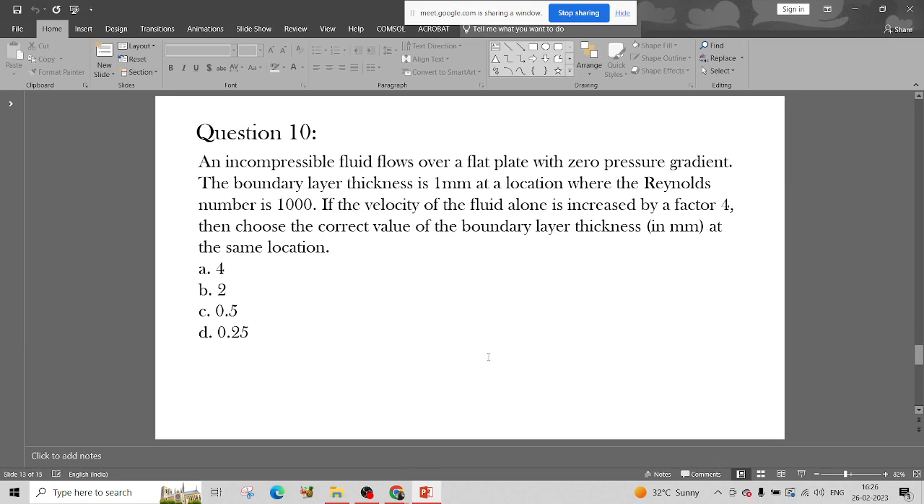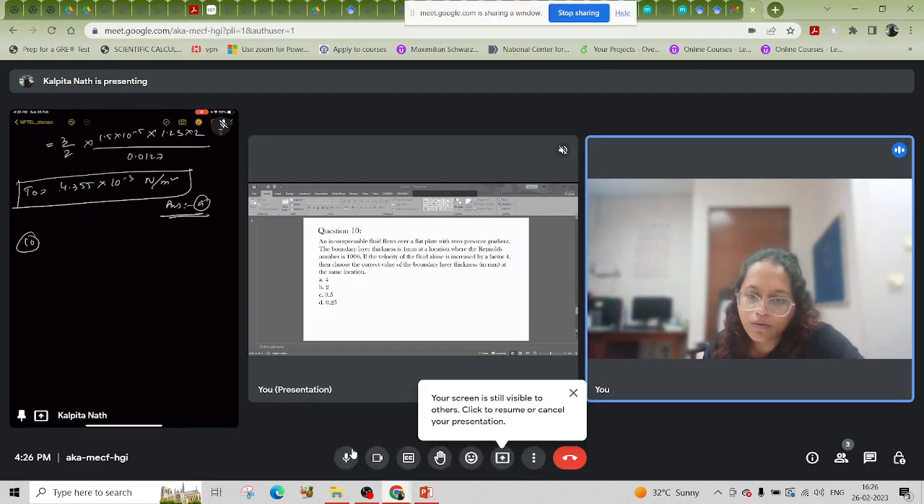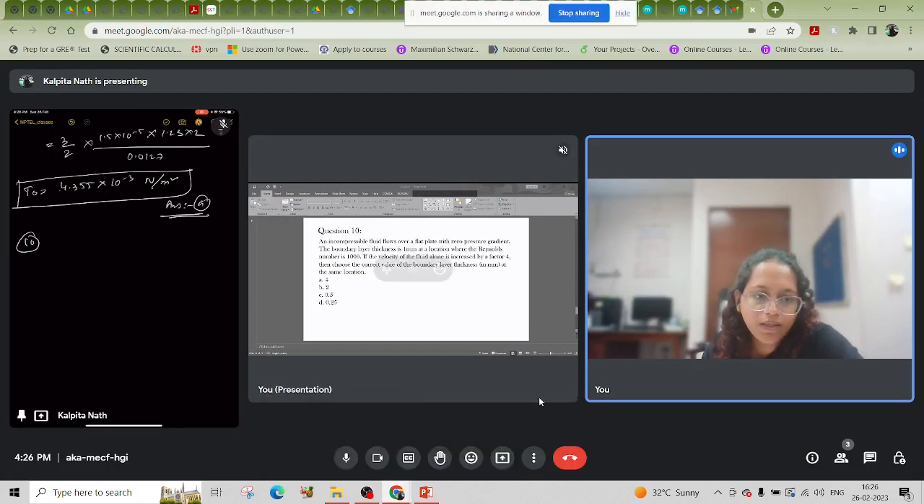An incompressible fluid flows over a flat plate with zero pressure gradient. The boundary layer thickness is 1 millimeter at a location where Reynolds number is 1000. If the velocity of the fluid alone is increased by a factor of 4, then choose the correct value for boundary layer thickness in mm at the same location. So I'll give you 3 minutes again to solve this, and then we'll go on with the solution.